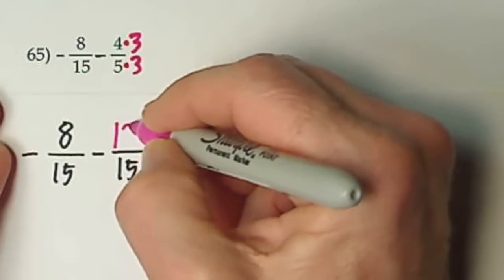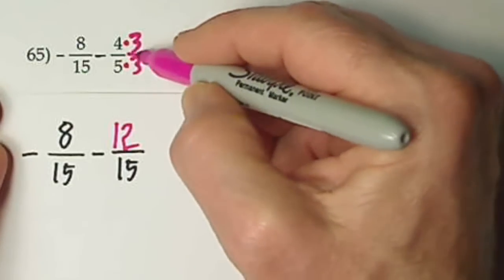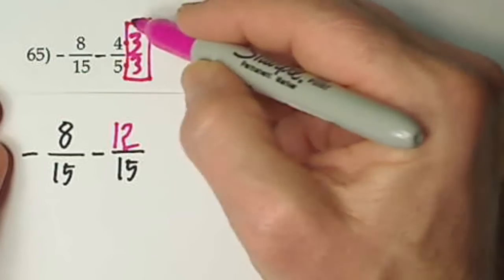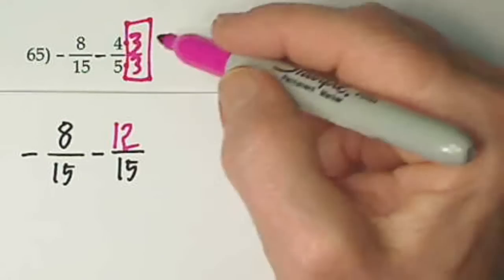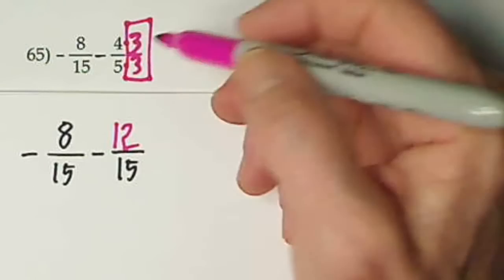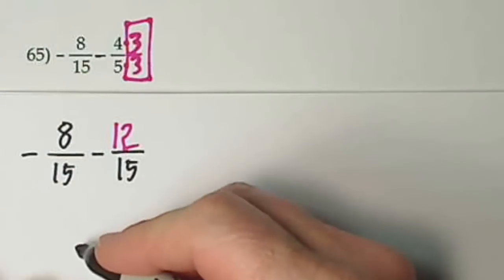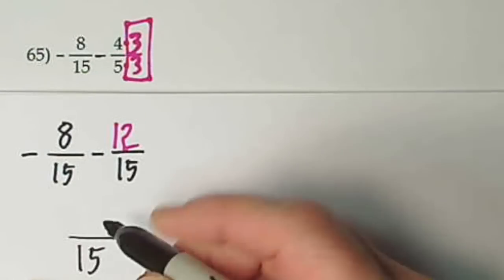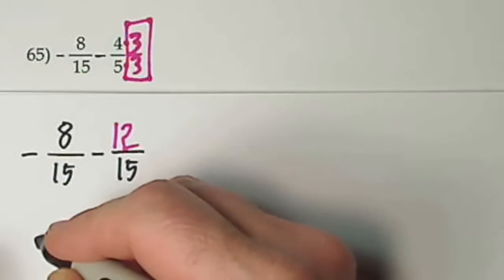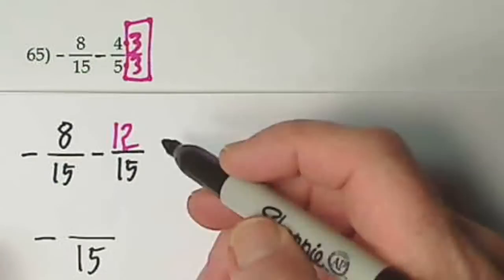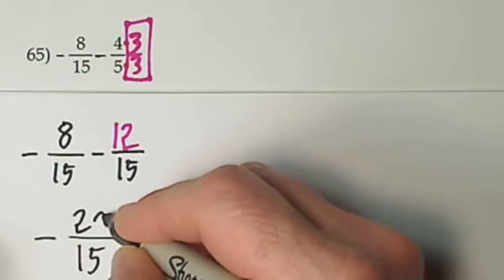4 times 3 is 12. And that should make sense. What's 3 over 3? It's a big old funny looking 1. If you multiply by 1, you don't change the value, you just change the way it looks. Okay, well now we have common denominators of 15. Signs are the same. We're going to add and keep the sign. And that gives us 20.